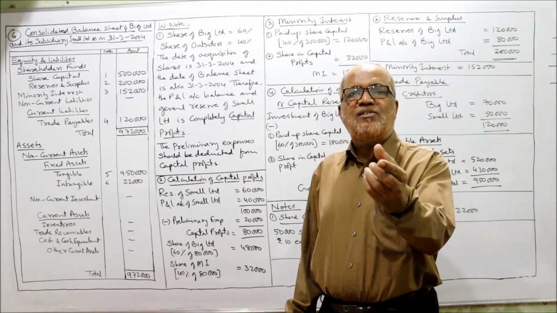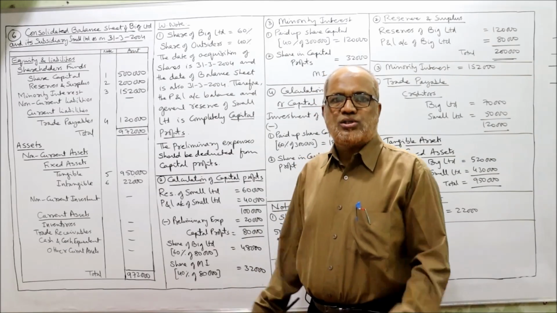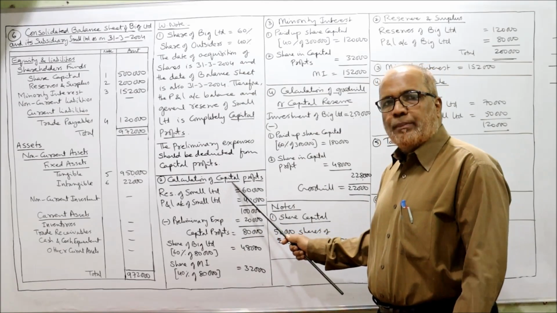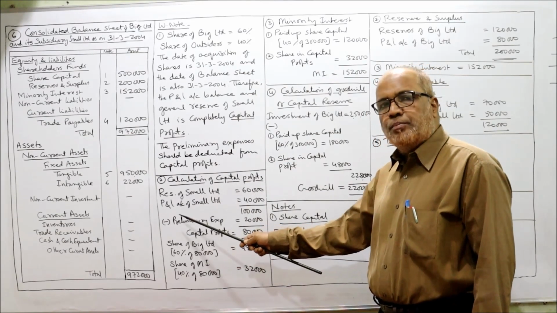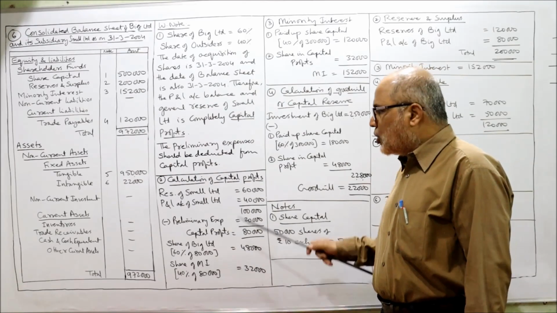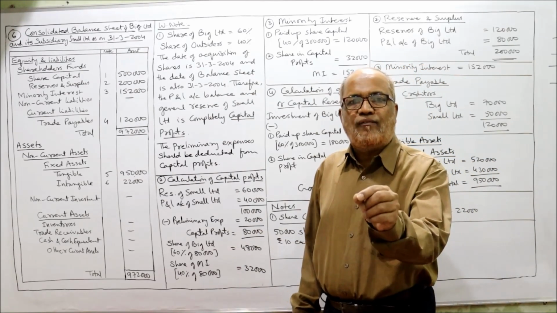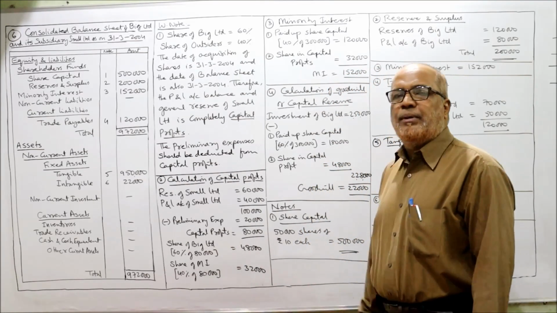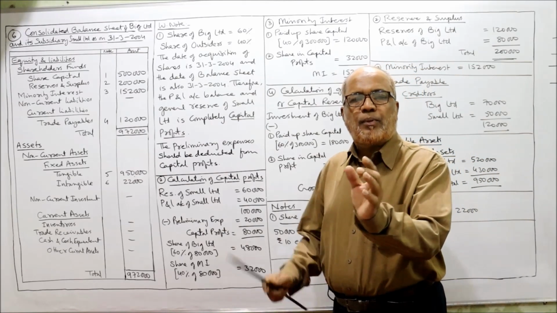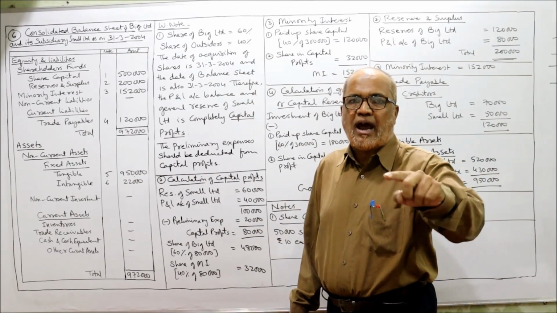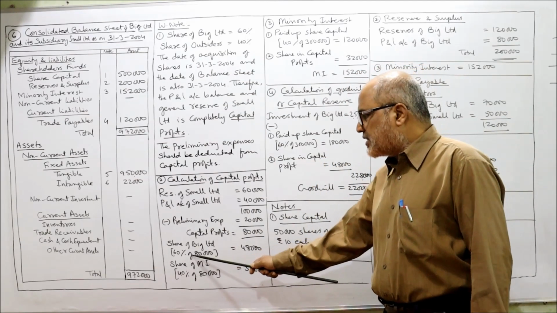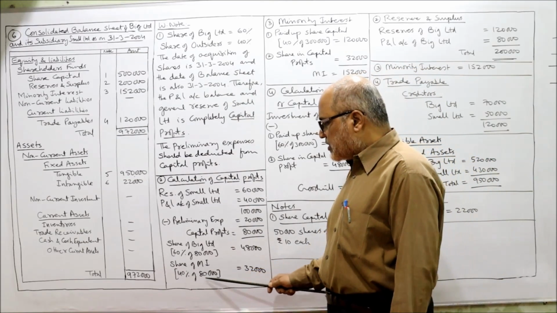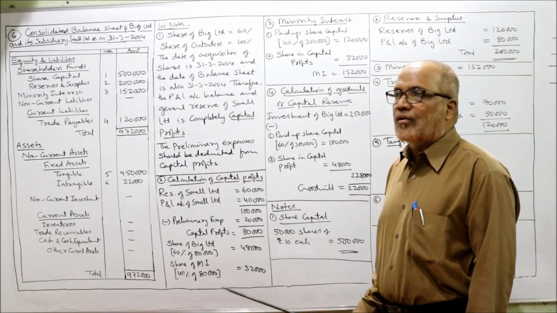This preliminary expenses is a fictitious asset. It's a loss. So this preliminary expenses will be deducted from capital profit. Now calculation of capital profit: reserves of Small Limited 60,000, profit and loss account balance of Small Limited 40,000. Total capital profit is 1 lakh, out of which the preliminary expenses will be deducted. The net capital profit will be 80,000. This 80,000 capital profit will be distributed between Big Limited and minority interest. So 60% of 80,000, 48,000 is the share of capital profit of Big Limited. And 40% of 80,000, 32,000 is the share of minority interest.